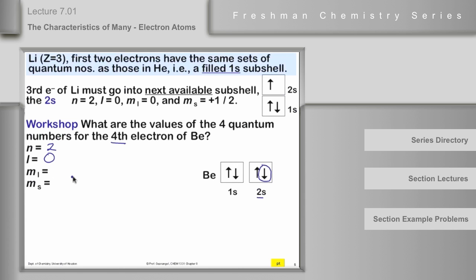What about the m sub L value for this electron? 0. That's right. M sub L takes values from minus L to plus L. How'd you get L equals 0? Because I gave you a list of subshell names or symbols, S, P, D, F, and so forth, and the one for S subshells was 0. And so m sub L has to be 0 because L is 0.